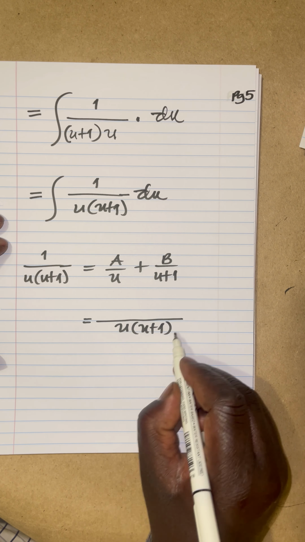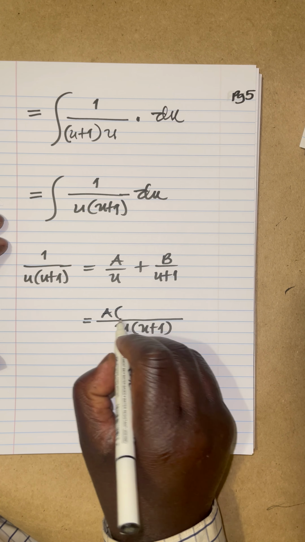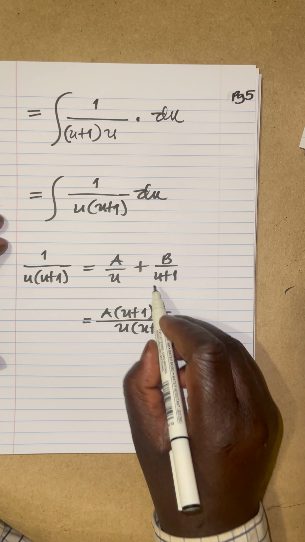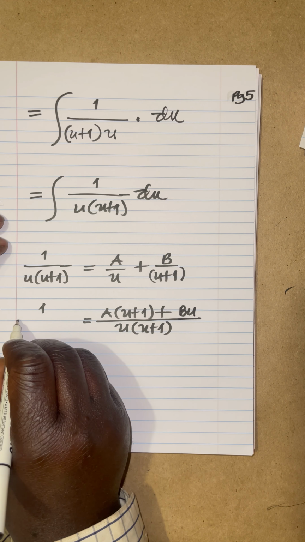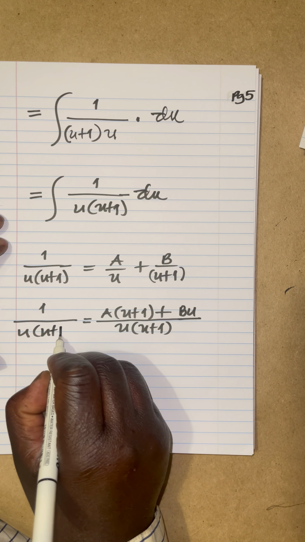U into this expression here, it will be u plus 1 multiplied by a, so it will be a times u plus 1 plus that plus sign there, and then this expression into the denominator, the answer is u times b. You agree with me, the answer is bu. On the left you have 1 all over u plus 1.